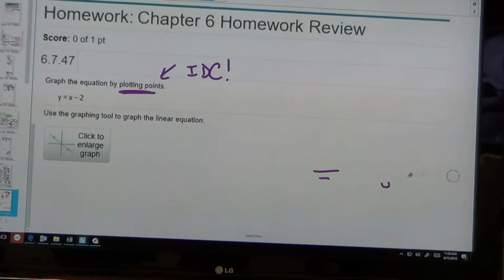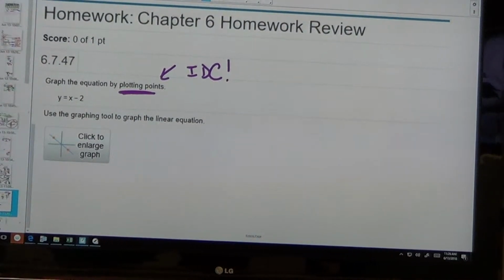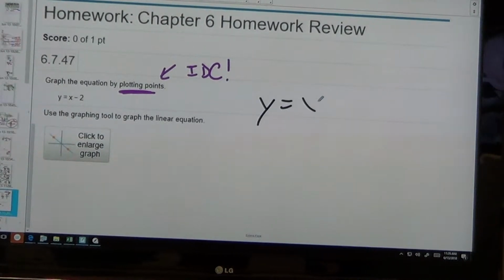X is 1, right? Correct. So we have y equals x minus 2. Okay, y'all tell me what y'all wanna do.